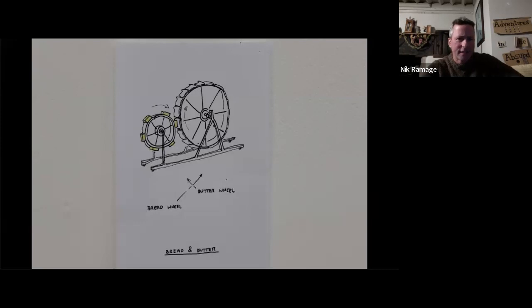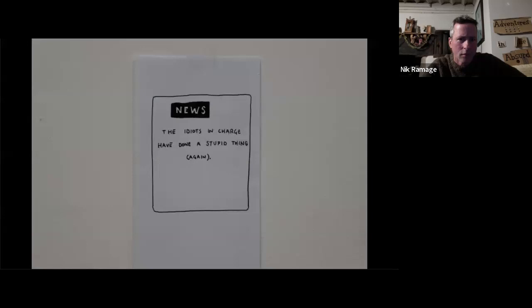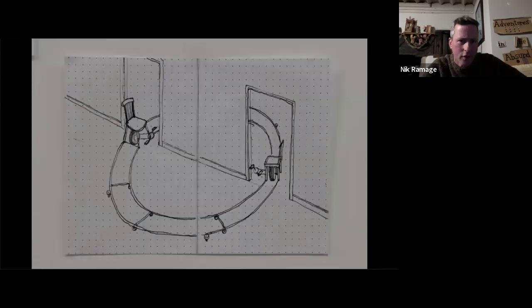Bread and butter rubbing up against one another. Thoughts. Hopefully you can read that.